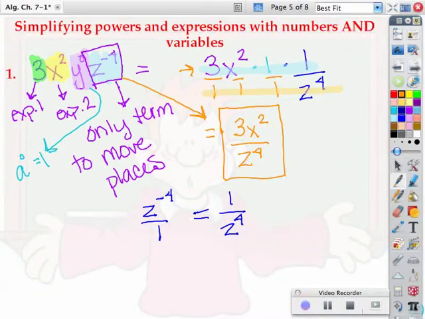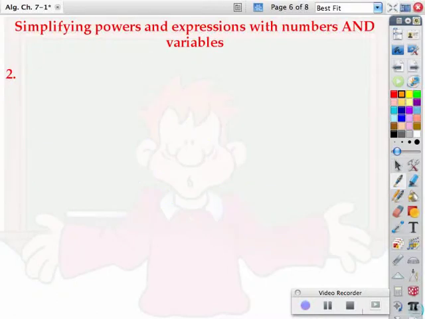Okay, let's go ahead and look at another example. Let's say that this time we have two exponents that are negative, and let's say both are variables, so a to the negative 1 and let's say b to the negative 6, and that's all that we have.